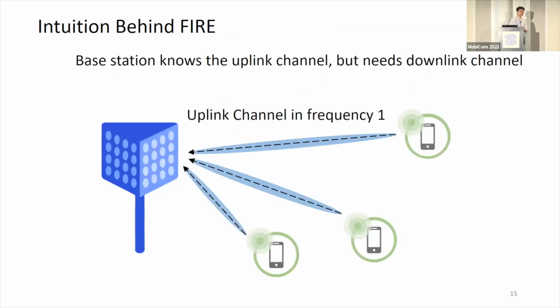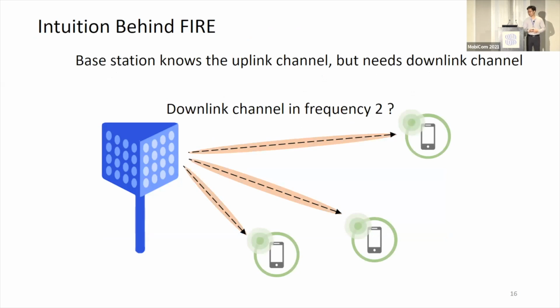Before diving into the details of FIRE, I want to talk about the intuition behind it. The base station knows the uplink channel from the clients to itself. What it wants is the downlink channel, which happens in another frequency and in the reverse direction. This is because US cellular networks operate in FDD mode, where uplink and downlink are different.